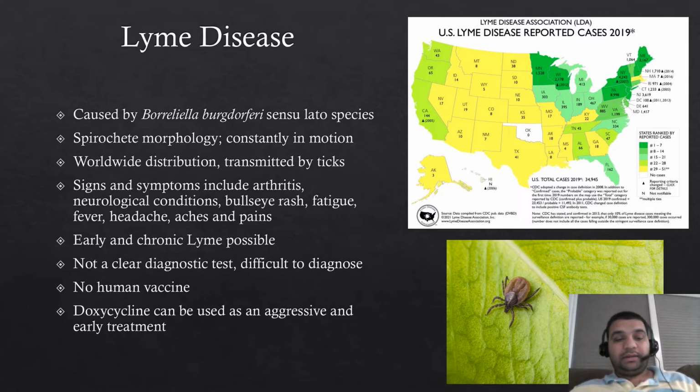If you look at the picture on the top right, you will see reported cases of Lyme disease in the US in 2019. You can see it is specific towards coastal regions, and then underneath we have a picture of an Ixodes scapularis tick.